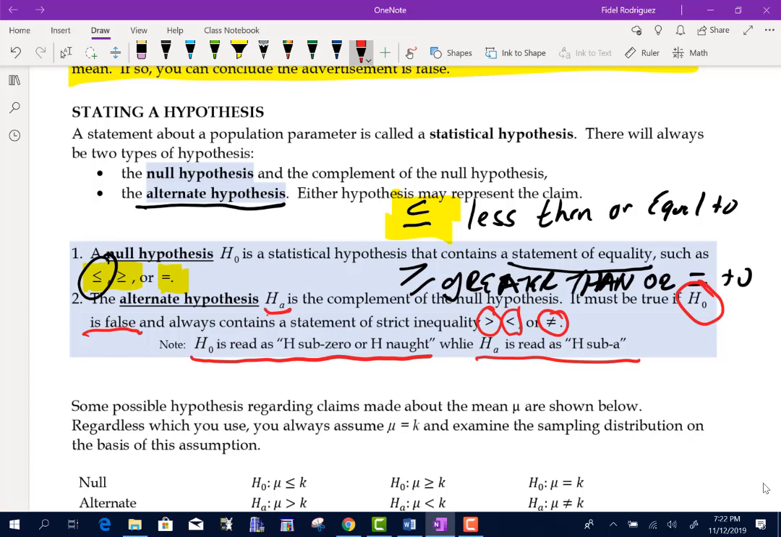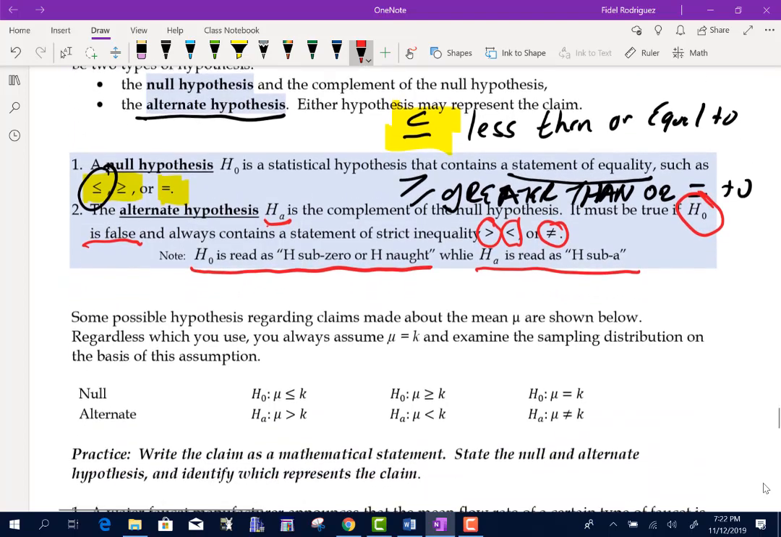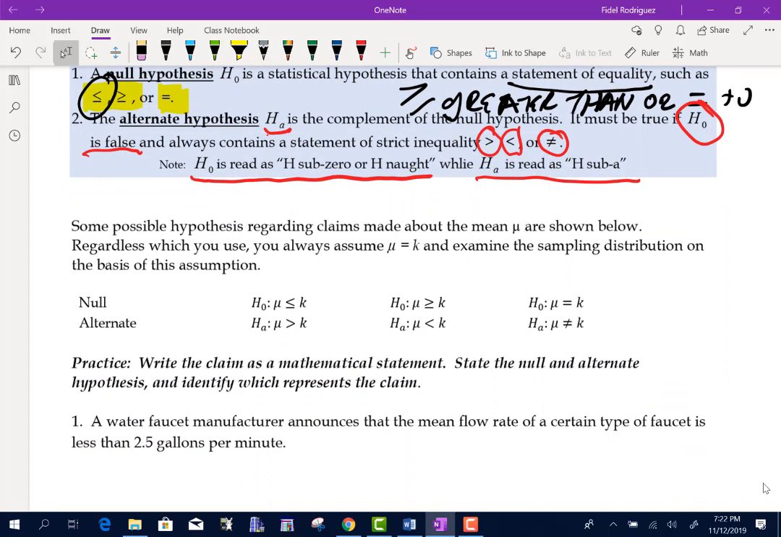All right, so some possible hypotheses regarding claims about the mean mu are shown below. Regardless which you use, you always assume that mu is equal to k and examine the sampling distribution on the basis of this assumption, okay? So all it's telling me, guys, is that these are all possible null hypotheses, okay? So let's take a look at the first one, the first one right here. Look what it tells me.